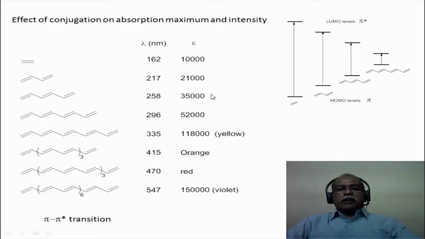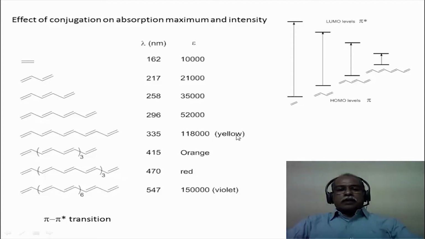You can also see with the increasing wavelength, there is also a concomitant increase in the transition probability. In other words, the epsilon, which is a measure of the molar absorptivity, also considerably increases with increasing conjugation. Now, if you come to an 8 double bond conjugated system, already the substance becomes colored. These are absorbing in the ultraviolet region, and it starts to absorb in the visible region at this particular wavelength, which gives the yellow color.